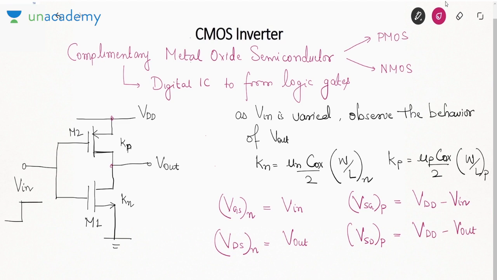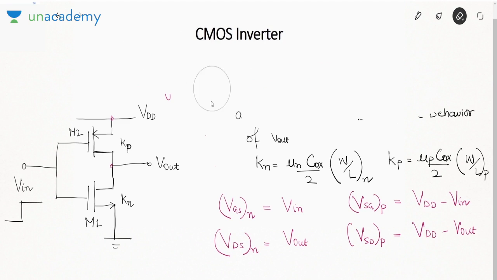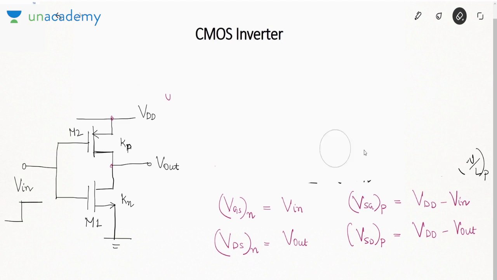Now why I am writing these voltages is because, in order to understand the operating region of the device, we need to know two voltages, VGS and VDS. Now what is the condition for the linear, saturation and cutoff regions? That I will write for both PMOS and NMOS.